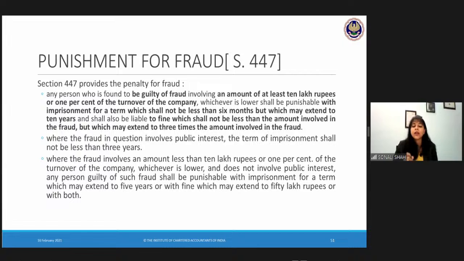The third situation is where the fraud involves an amount of less than 10 lakh rupees or 1% of the turnover of the company and does not involve public interest.